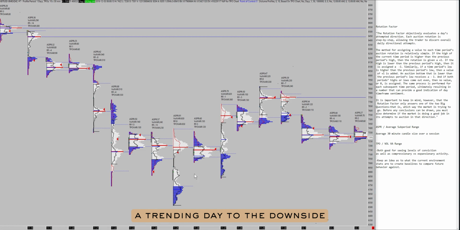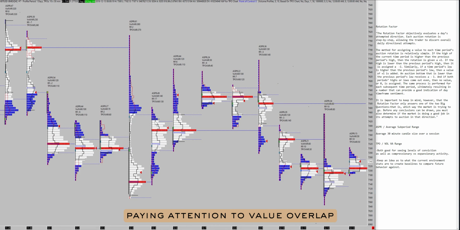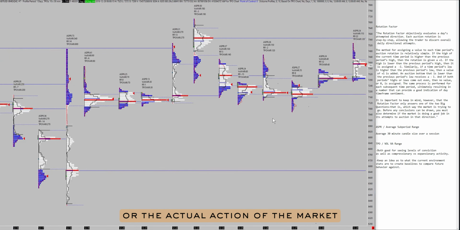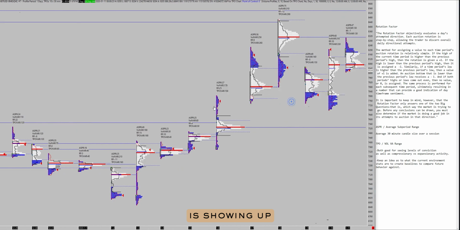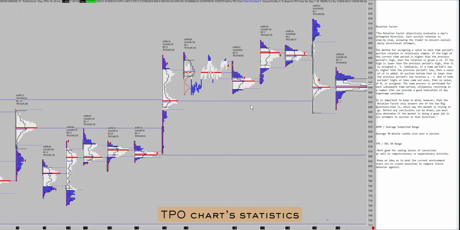And then you have a trending day to the downside that is positive, a balanced day that's positive, and you're beginning to see that the market has been trying to move downward but begins to flatten out in terms of conviction. So we start to see that this just indicates that prices are beginning to move sideways after a period of trending activity. So we use this tool the same way we would use paying attention to value overlap. We're just looking at whether the direction or the actual action of the market is showing up with what we're seeing in terms of the candle, or rather the market profile TPO chart statistics.